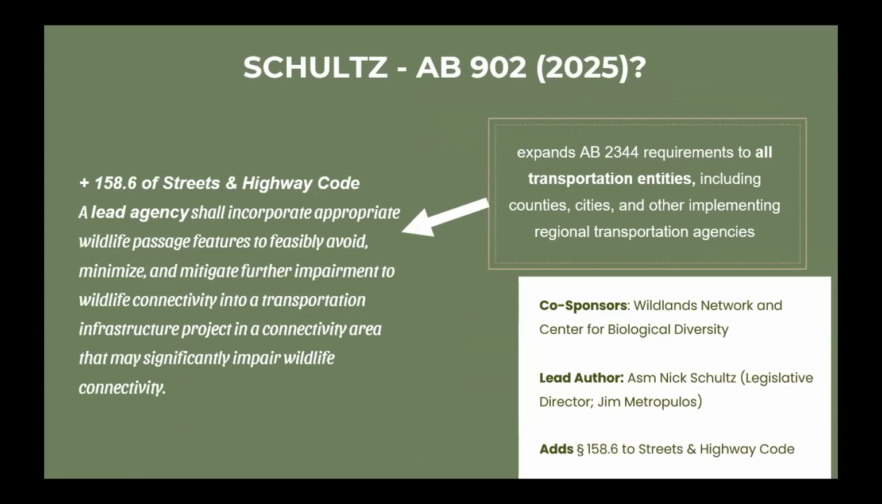And upcoming, possibly, AB 902 is another bill that we're working on in co-sponsorship with Center for Biological Diversity and Assemblymember Schultz's office. We're trying to expand those 2344 requirements to all city and county roads, where all lead agencies also have to comply with those requirements. So fingers crossed, that's working its way through the legislature currently. And that would add another subsection to the Streets and Highways Code.